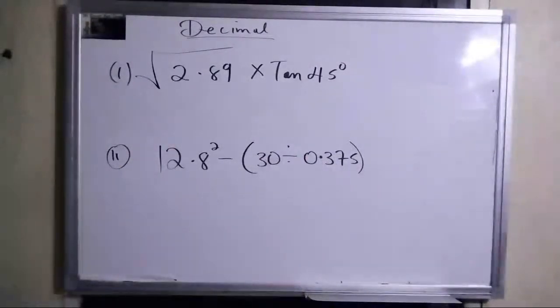So 1, square root of 2.89 times tan 45, and 2, 12.8 squared minus bracket 30 divided by 0.375. Remember, your calculator is allowed, so you can use a calculator. I'm gonna give you guys, since I use a calculator, 3 minutes to do both. Alright, let's go guys, let's go. We have an exam for past Wednesday.